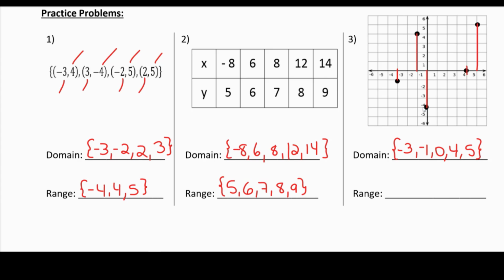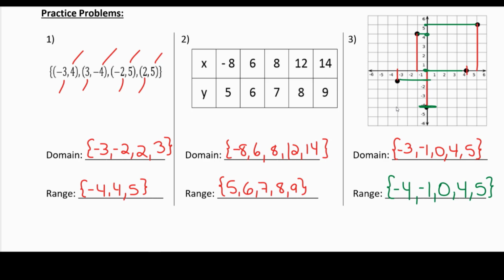Now let's do the range. And for the range we're going to go from bottom up, looking at the y-axis. So I see right there that I touch at negative 4 and negative 1. I also have 0 here. And I have 4 right here. And then I have 5 right there. So now I'm going to write my range, which starts at negative 4, negative 1, 0, 4, and 5. And then close the curly bracket.